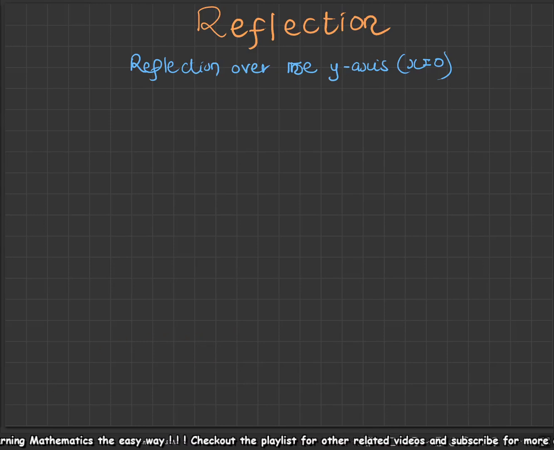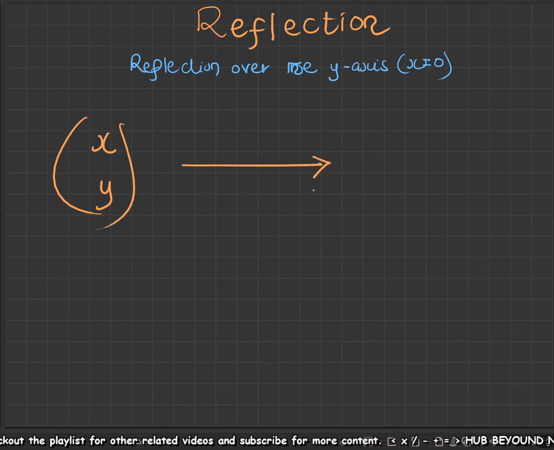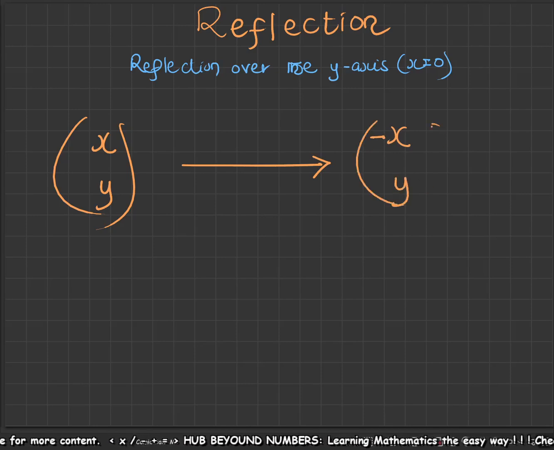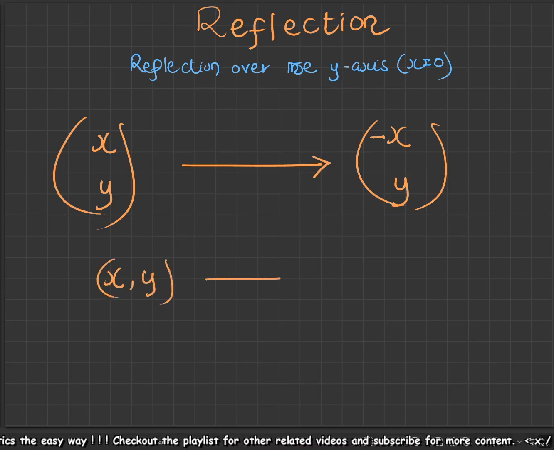Now, if you have a point, let's say a point (x, y), and you want to reflect it on the y-axis or on the line x equals 0, all we need to do is we negate the x value and maintain the y value, and that is all. That is how we reflect on the y-axis. Just negate the value of x and maintain the value of y, right? So you can even write it as this. They are all the same thing.